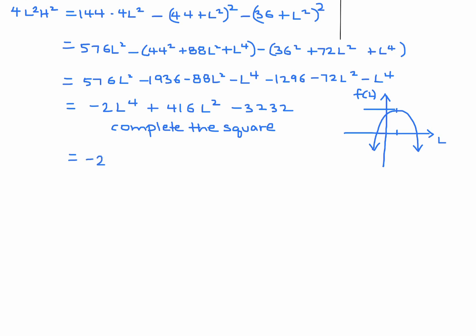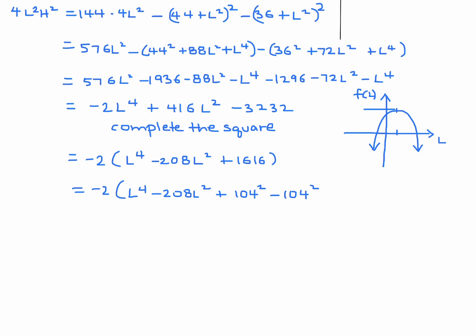What you do, first you have to factor out the coefficient out front. And when you do, you get L squared minus 208 L squared plus 1616. Now to complete the square, what you do is you take half of this and square it. So this becomes 208 L squared, remains that. But now you take half of this and square it. Half of that is 104, and then you square 104. So plus 104 squared. And then immediately you have to subtract it, because you can't just add something. And then, of course, don't forget that 1616.